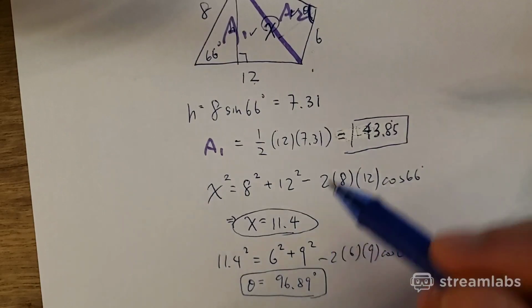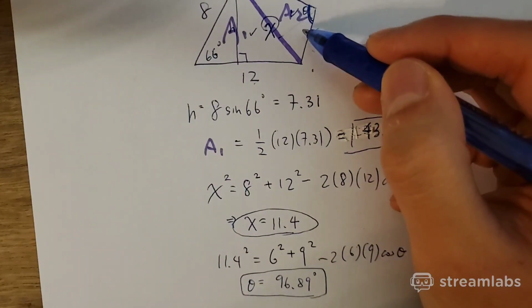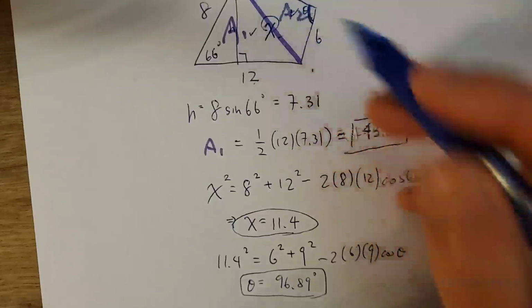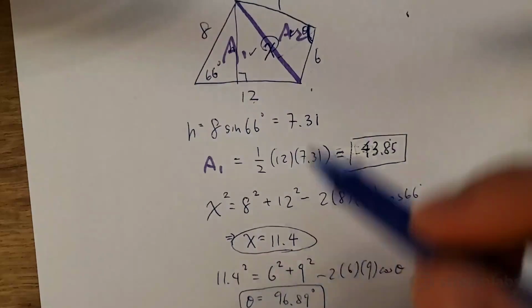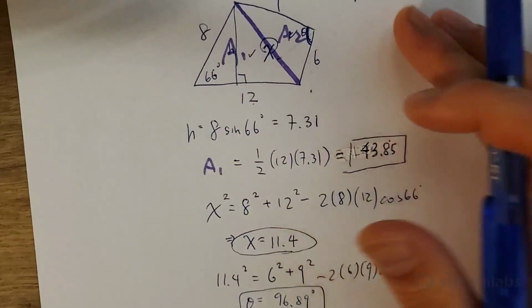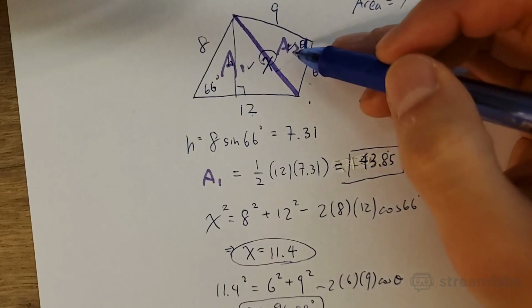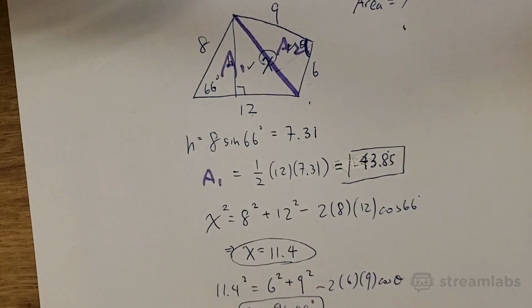Because now we can use the same method we used to solve for the area here, the other one we used, which was 1/2 AB sine C, right? This is a formula we learned from geometry. So area equals 1/2 times 9 times 6 times sine of the angle you just found, the included angle. That would give you 26.81.